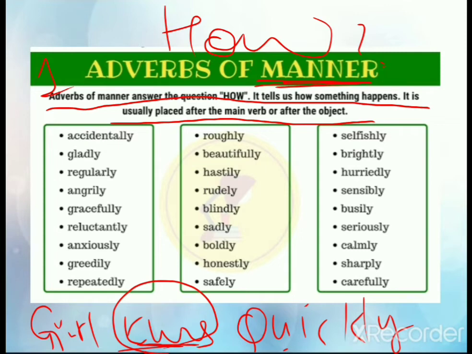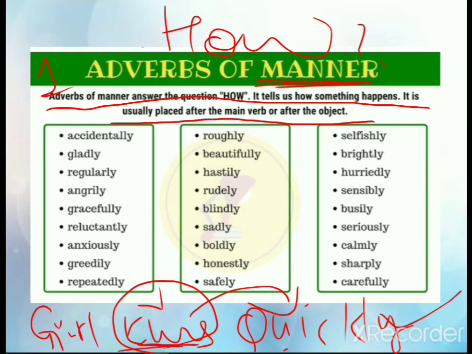Is it clear or not? Or after an object. Object means it can be a noun also. So, the girl runs quickly. How does she run? Quickly. And it comes after the main verb. So it is an adverb of manner.